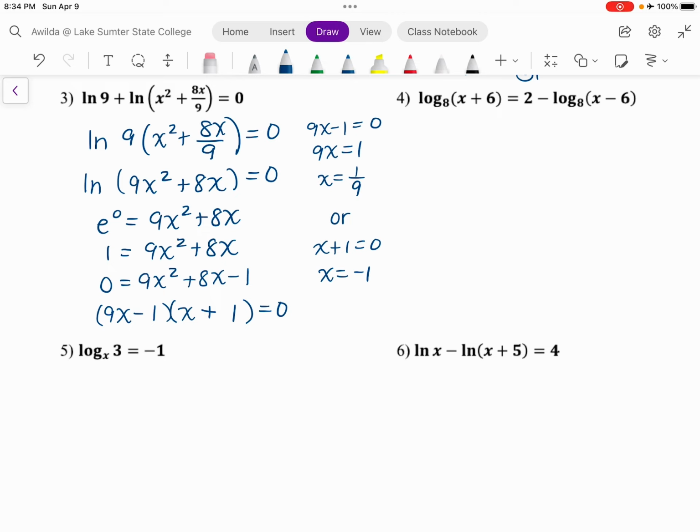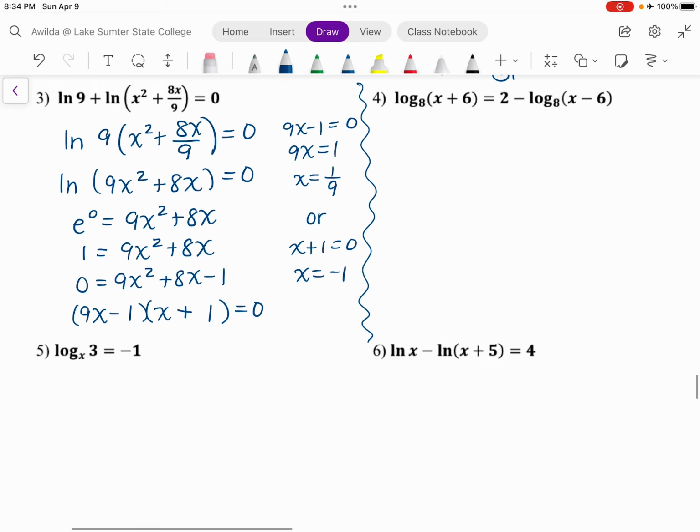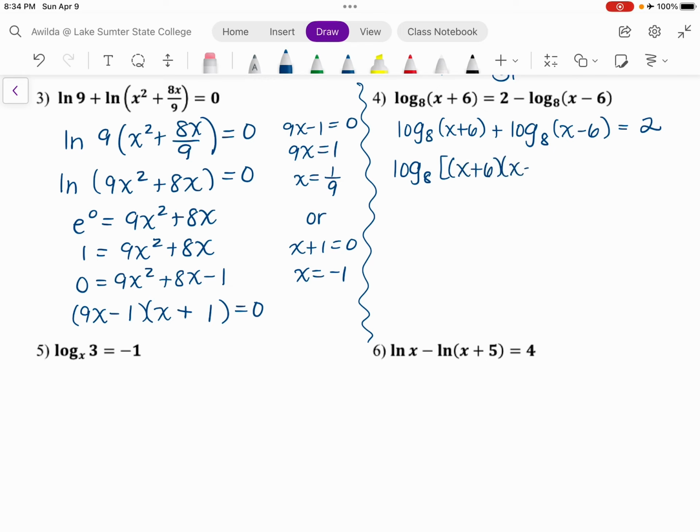For number 4, we have a logarithm on the left-hand side of the equation and then another logarithm on the right. Let's get them on the same side. I'm going to create a little barrier here so we can keep our work tidy. So I'm going to write this as logarithm base 8 of x plus 6 plus logarithm base 8 of x minus 6. I'm just adding that to both sides, is equal to 2. Use the product rule to write this as a single logarithm. So this will be logarithm of x plus 6 times x minus 6.